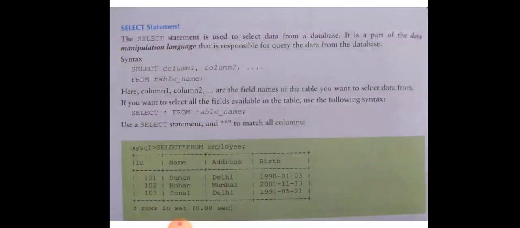Now the select statement. The select command is used to select data from a database. If you want to see any record in your database or in your table, then you give the select command. It is part of the DML language, data manipulation language, which you have studied in your previous class, that is responsible for querying the database. Means if you want to do a query on our database, then we use the select command. And the syntax is select column 1, column 2 from table name. Suppose we want to select name from the employee table, then we write select name from employee.